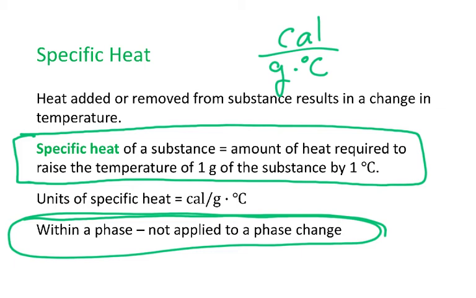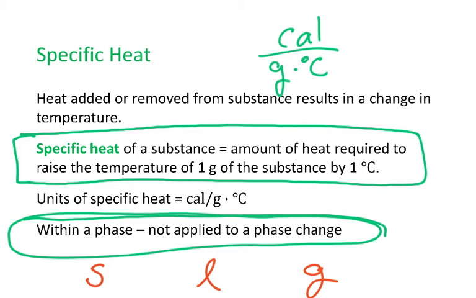So a specific heat value would be for a solid. The specific heat value for the liquid and for the gas of the same substance might be different. Okay, and so those are all values that you would need to know in order to understand more about the substance.